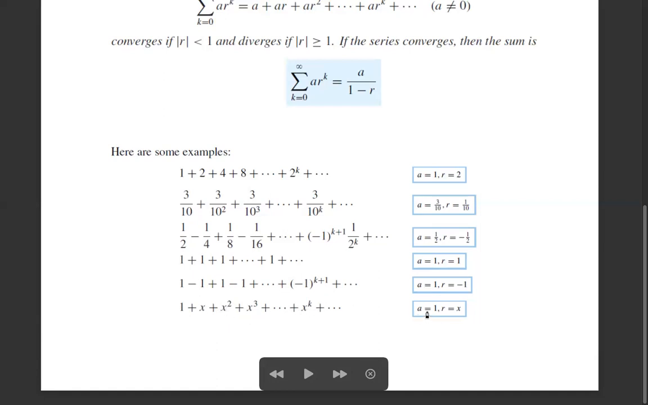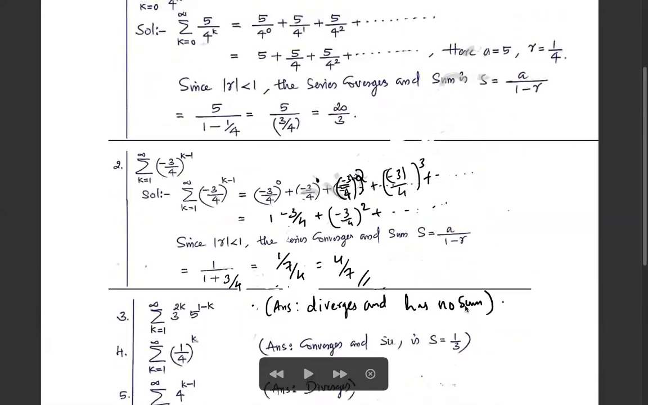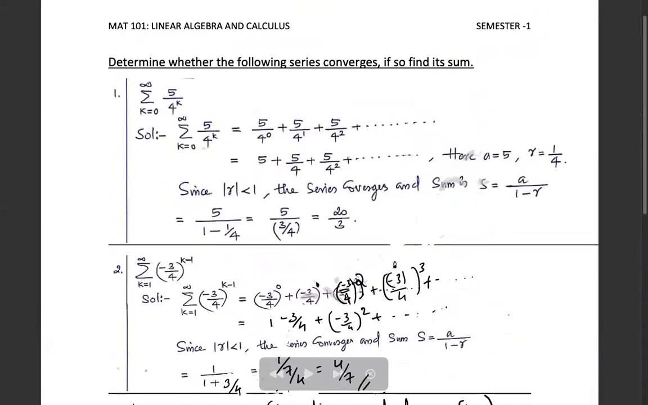Then the series 1 plus x plus x squared plus etc. Here the initial term a is equal to 1 and the common ratio r is equal to x. This series converges if modulus of x is less than 1, and the sum of the series is a by 1 minus x, that is 1 by 1 minus x. The series diverges if modulus of x is greater than or equal to 1. Okay, so these are some examples.